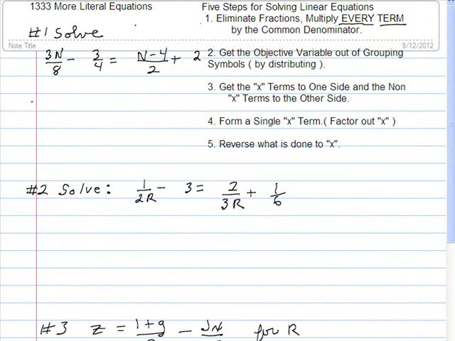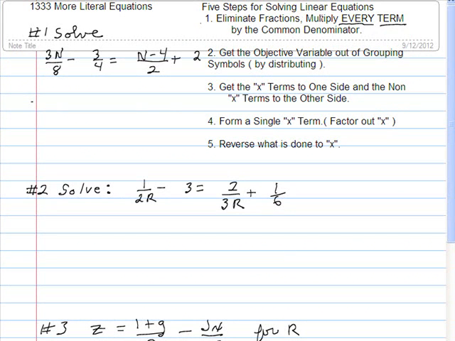In this pod, we're going to continue our study of solving literal equations. The literal equations we solve will all be linear, and so we will still be using the same 5 steps for solving linear equations that we started a couple of podcasts ago.